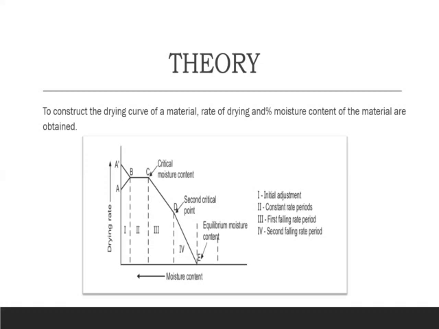There are four stages: the first is the initial adjustment, the second is the constant rate period, the third is the first falling rate period, and the fourth is the second falling rate period. These are the four phases of the drying curve of any solid material.